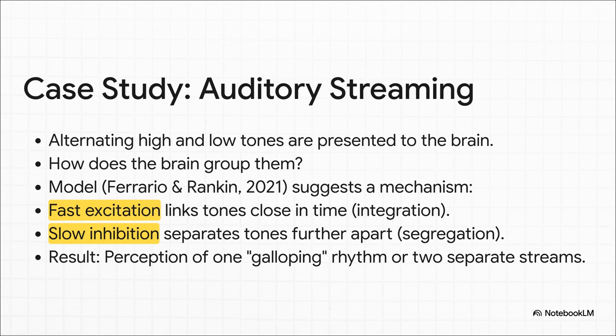So why the difference? A pretty recent model suggests it's this awesome neural tug of war. You have fast connections in your brain linking tones that are close together, trying to group them. But you also have this slower, delayed process that actively pushes apart tones that are further away. And it's this constant push and pull that decides which reality you actually hear from the exact same sound.